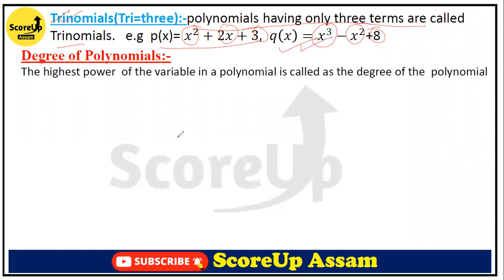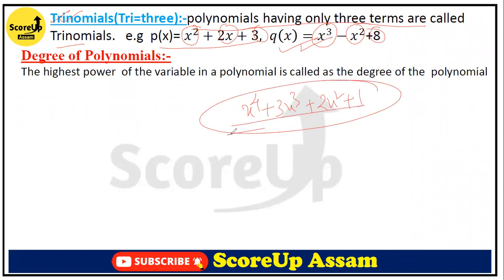The classification of polynomials in terms of number of terms. Now, suppose a polynomial like x to the power 4 plus twice x cube plus twice x plus 1. This is a quadrinomial. A polynomial having 4 terms is called a quadrinomial.